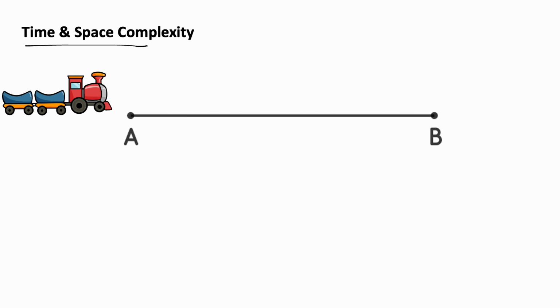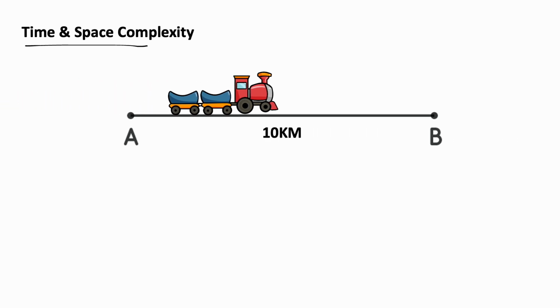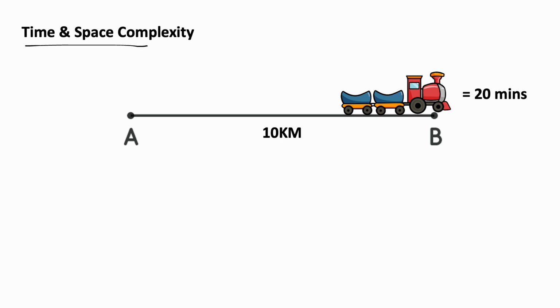Okay. Time and space complexity is about telling how much time and memory your program will occupy to complete your task. Let's look at a scenario. Imagine there is a train and you have two points, point A and point B, and the distance between these two points is 10 kilometers. Now your train completed the journey in 20 minutes. If the distance is 50 kilometers, how long will the train take to complete it? 100 minutes. And if the distance is 100 kilometers, 200 minutes.